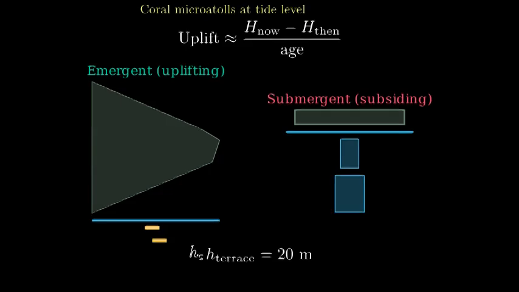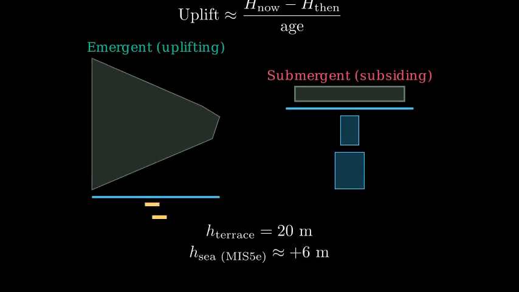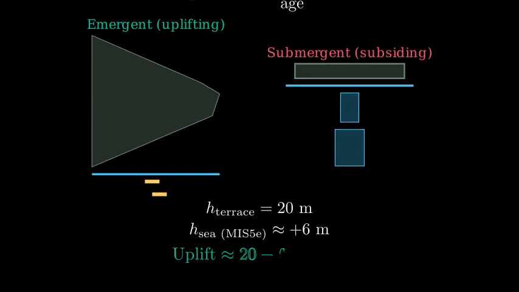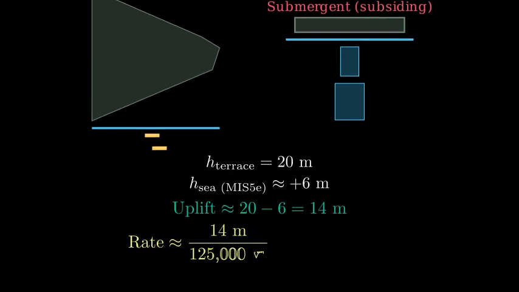Let's do one more quick computation, like coastal Chile. Suppose a last interglacial terrace sits at 20 meters today, and sea level then was plus 6 meters. Tectonic uplift is about 14 meters. If the age is 125,000 years, the uplift rate is about 0.11 millimeters per year. Along strike, differences in these rates point to variable uplift on different fault blocks.